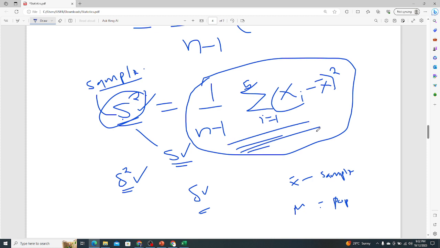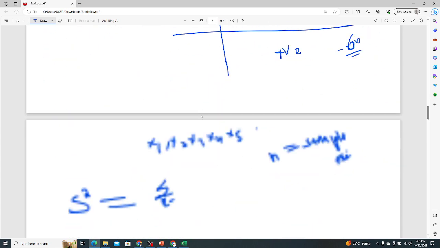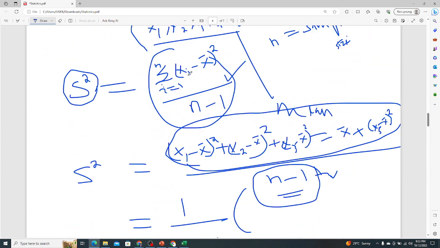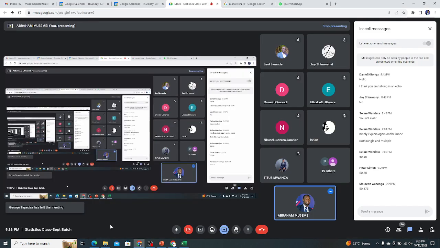But this is the formula. So the 1 over n minus 1, the factor that comes before the summation, is the one I did here initially. You can see the one I also did here. I just tried to factor everything out, and you can see it's the same thing. I now see, this divided by n minus 1. Any other question? Okay, good.